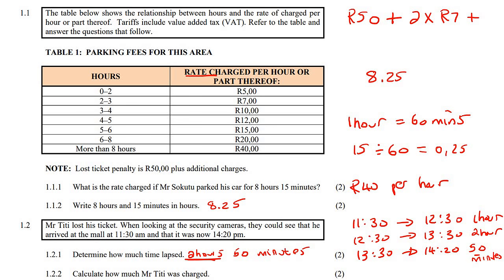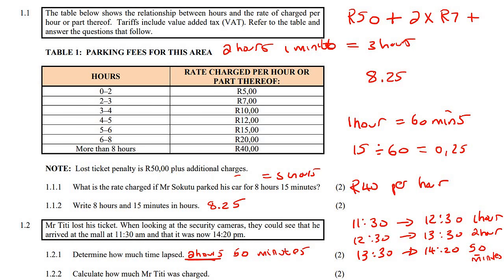Because that's what it says here. Or part thereof. So if you park for 2 hours and 1 minute, they're actually just going to take that as 3 hours. If you park for 4 hours and, let's say, 4 hours and 6 minutes, they're just going to say that that's 5 hours. They're always going to just round it up. That's what this part means.